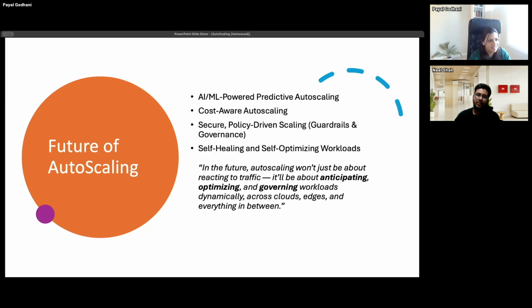We are at the last slide, and then we can open up for questions. What is the future of auto scaling? We have started seeing a lot of this. We have started adopting this.